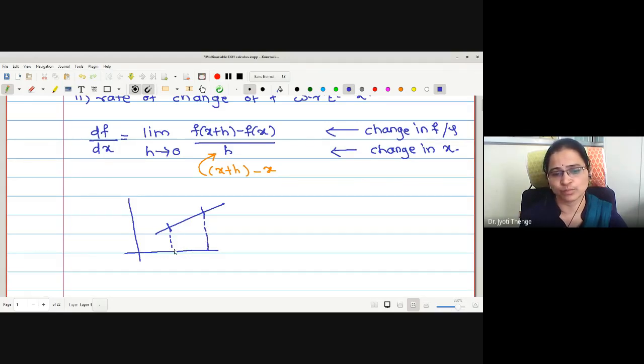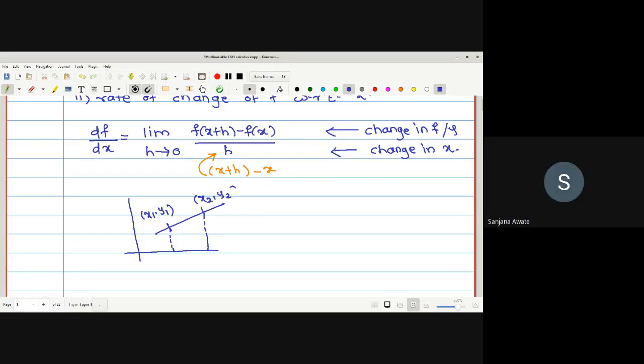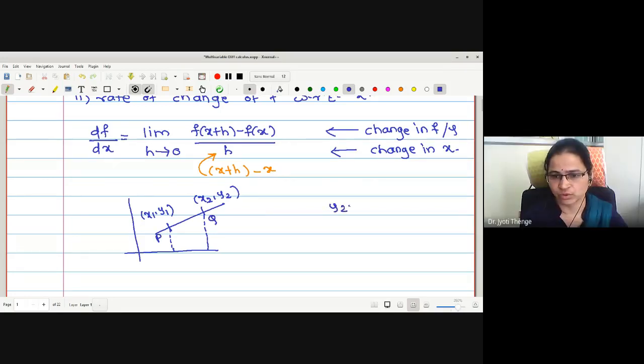The two-point formula for slope: suppose this point has coordinates x1, y1, and this point is x2, y2. The slope is y2 minus y1 upon x2 minus x1, and generally we denote it with the symbol m. This is the slope of line PQ.